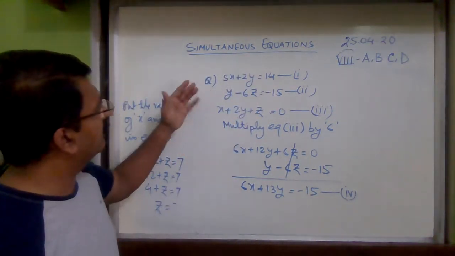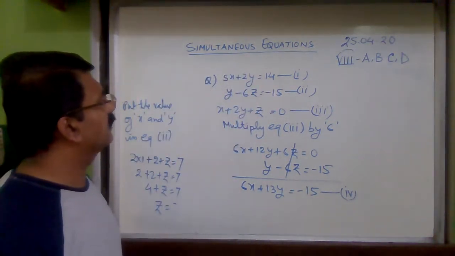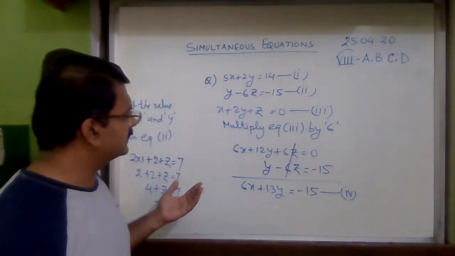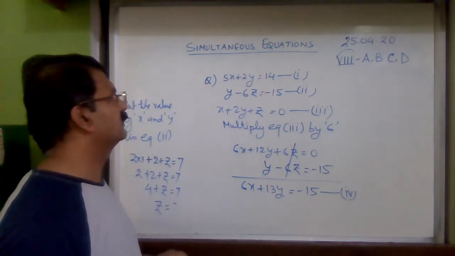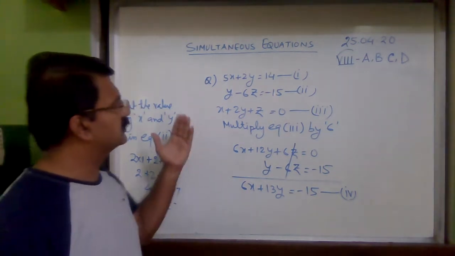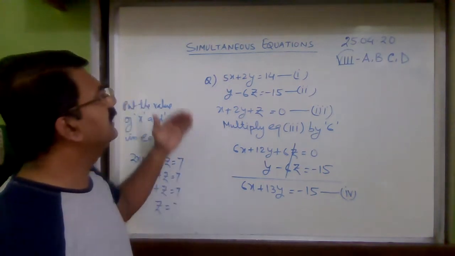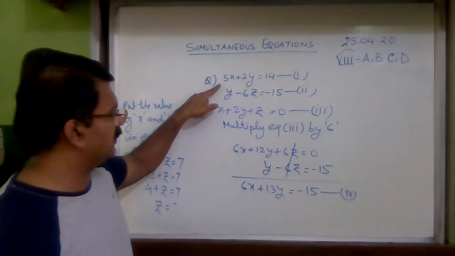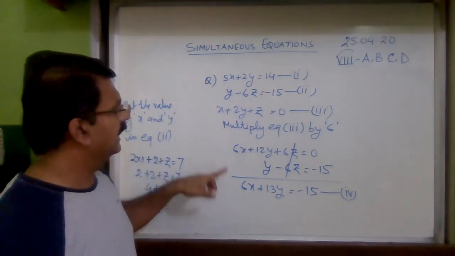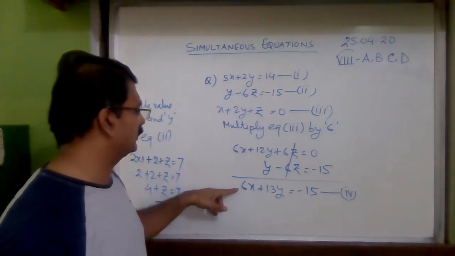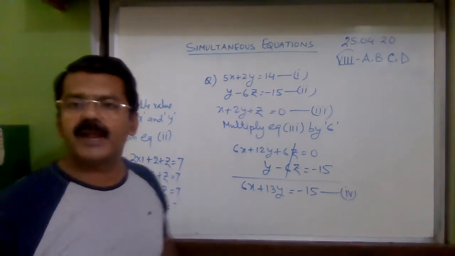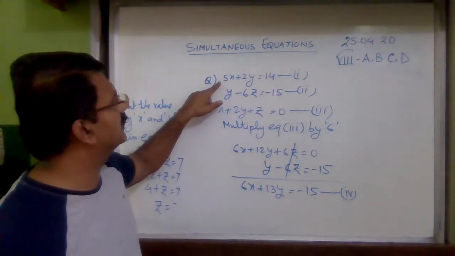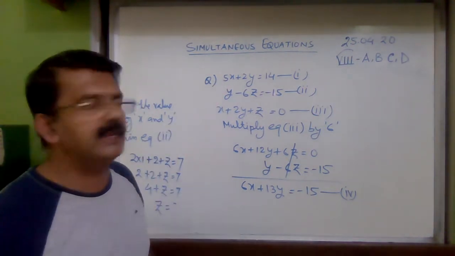6x plus 13y is equal to minus 15, and this becomes your equation number 4. Now you see in the first equation it is 5x plus 2y is equal to 14, and in the fourth equation it is 6x plus 13y is equal to minus 15, and we will solve these two equations by elimination method. So in the first equation the coefficient of x is 5. In the fourth equation the coefficient of x is 6. 6 and 5, you know the LCM will be 30.